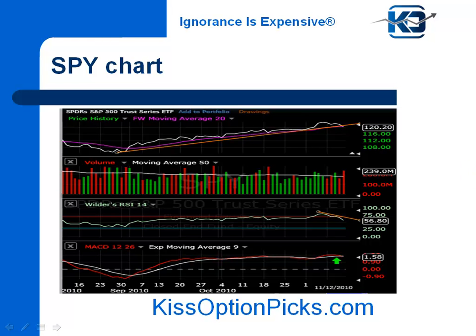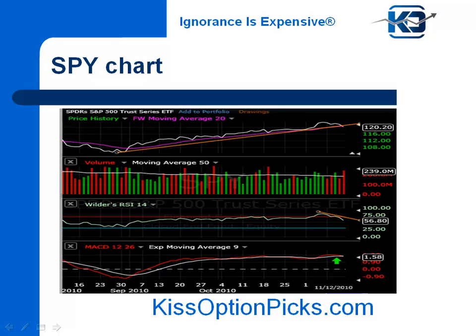And the last indicator is more of a momentum type of indicator, which basically takes 2 moving averages and then another moving average of the first 2 moving averages. It's a little complicated, but don't worry about it.